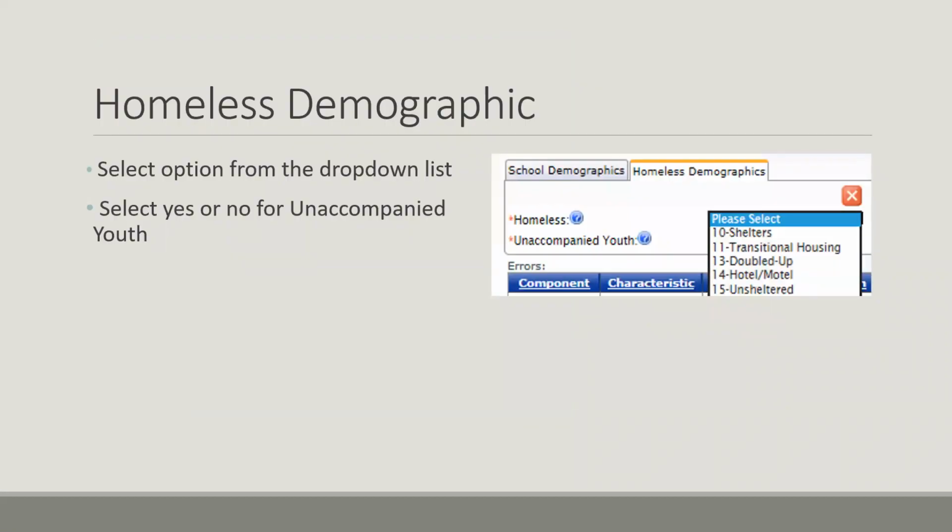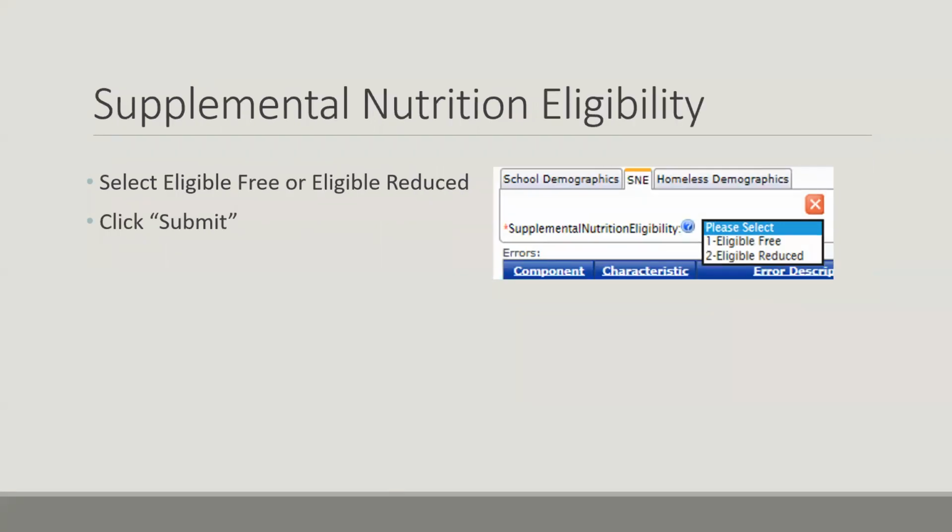If applicable, complete the homeless demographics component. Select the correct homeless option from the drop-down list. Select yes or no for unaccompanied youth. Select eligible free or eligible reduced from the drop-down. Click Submit to save the record and return to the staging area details page.